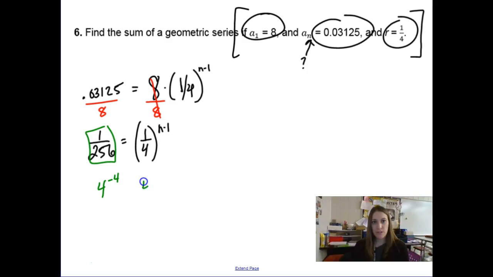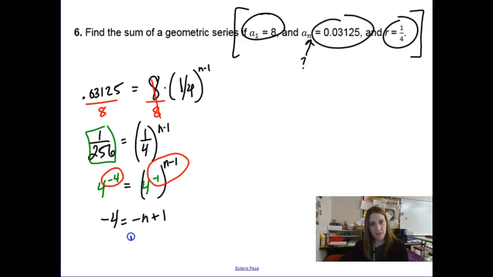And this is 4 to the negative 1st power, but you have to remember that this 4 to the negative 1st power right here already has an n minus 1 power. So when we use this method, you have to combine your exponents here and set it equal to that exponent. So the equation I'm going to set up is negative 4 equals negative 1 times negative n plus 1. And then doing a little math here, I end up with n equals 5. Okay. So, n is 5.